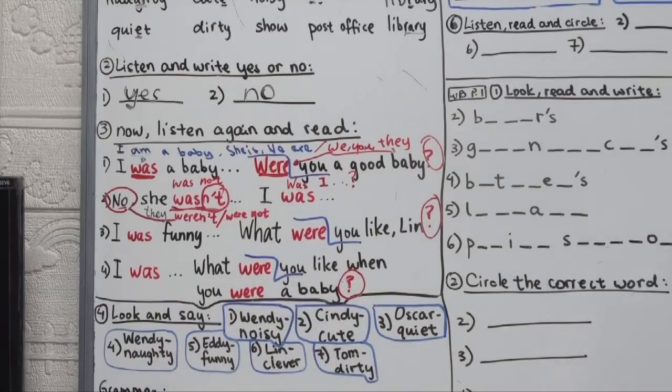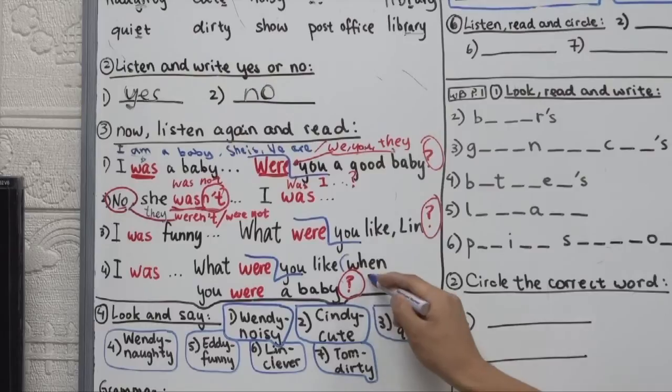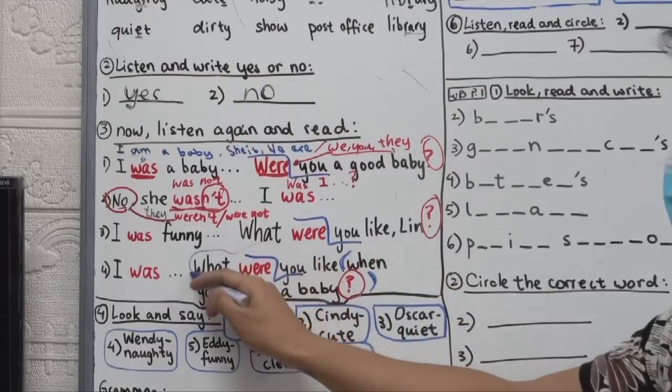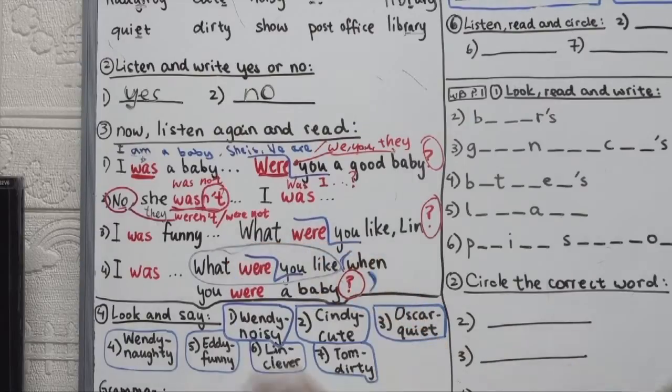So this here is called the situation, okay? When you were a baby. And this is the question. What were you like? Okay? The question and the situation, okay? What were you like when you were a baby?